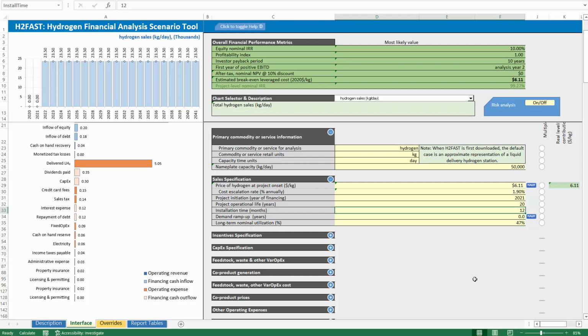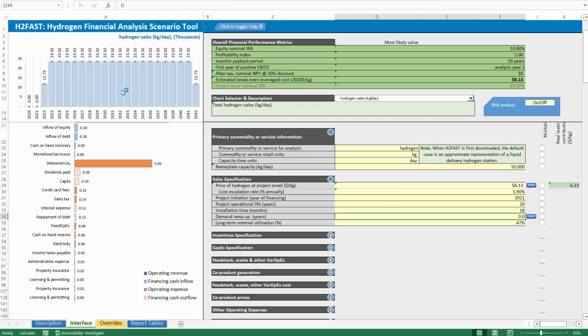If you would like to have an installation time that is not exactly on a year basis, you can say something different than 12 months. You can say 18 months. And one thing that this would propagate through is the first year you're going to have an impact on sales, but also given that you have an integer number of operational years, the last year is going to conclude halfway through the year, since you've had an additional half year of construction.